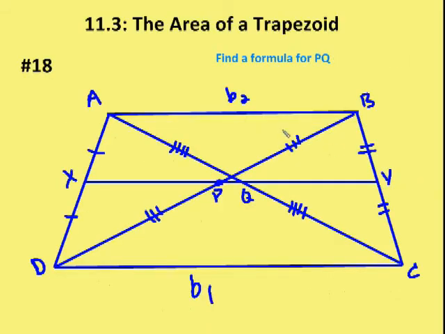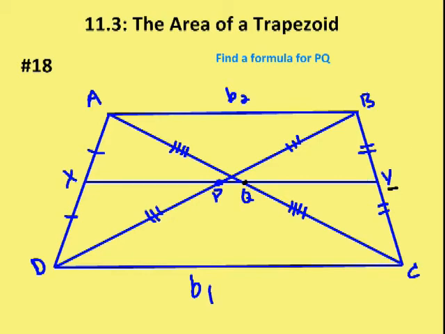Final problem, we're asked to find a formula for PQ. So for this segment PQ, we're also given that X is the midpoint of AD and Y is going to be the midpoint of BC. Well, I know that the median here is going to be half of base 1 plus base 2.